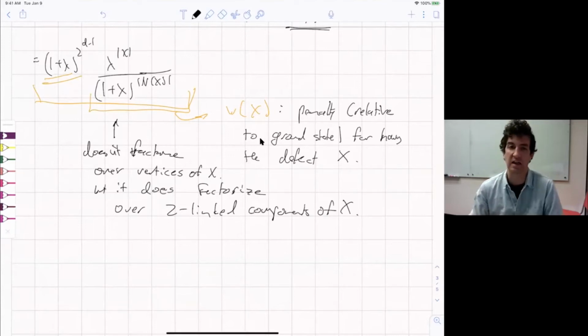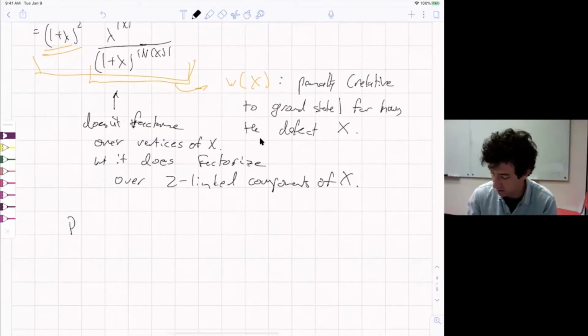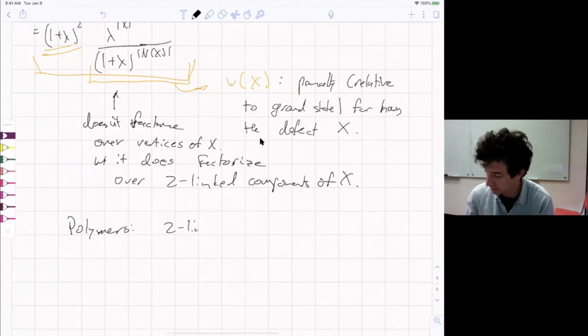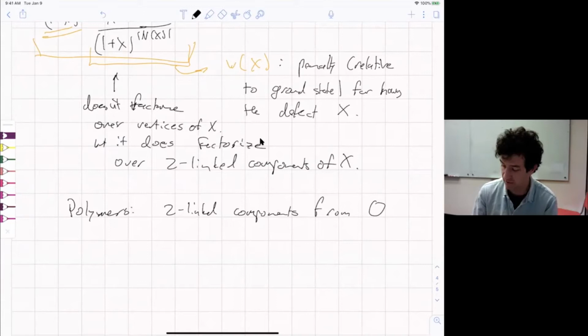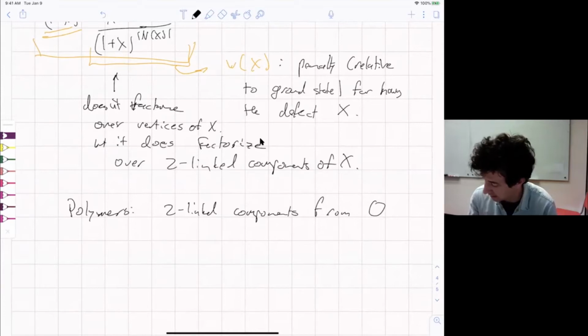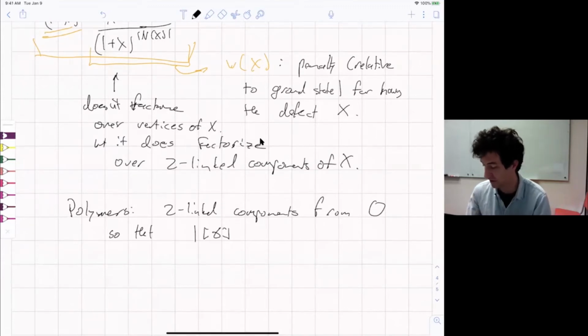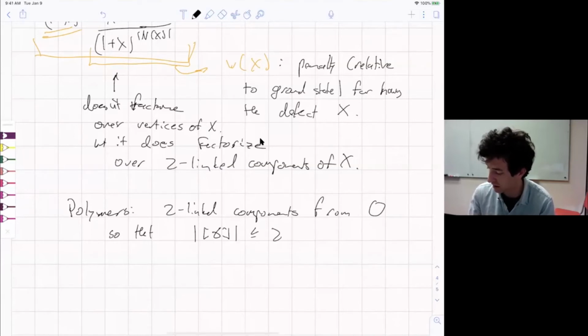Okay, and so that's the key thing, and that's what's going to tell us how we define our polymer model. Our polymers will be 2-linked components from the set of odd vertices. We need some notion of size, and this notion of size comes from a paper of Galvin and Tetali. Let's say that the size of the closure of gamma is at most 2^d minus 2. I'll explain what this means.